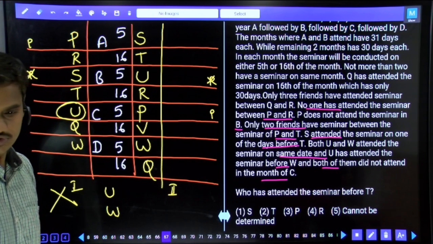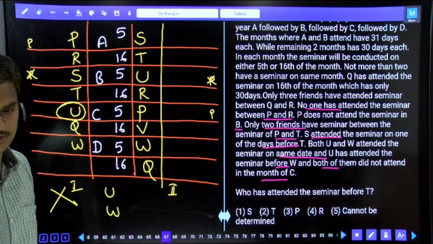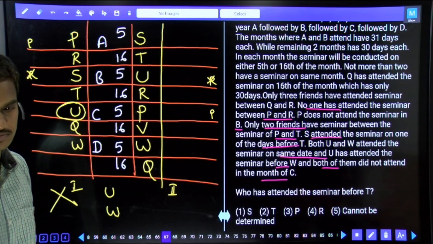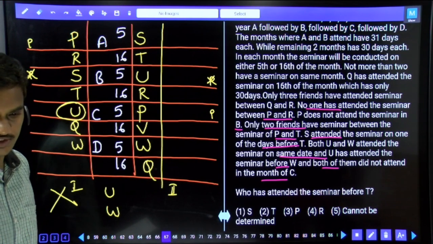Yes, shall I explain the questions or not required? Anyone please? Shall I explain the questions or not required? First write down this arrangement.